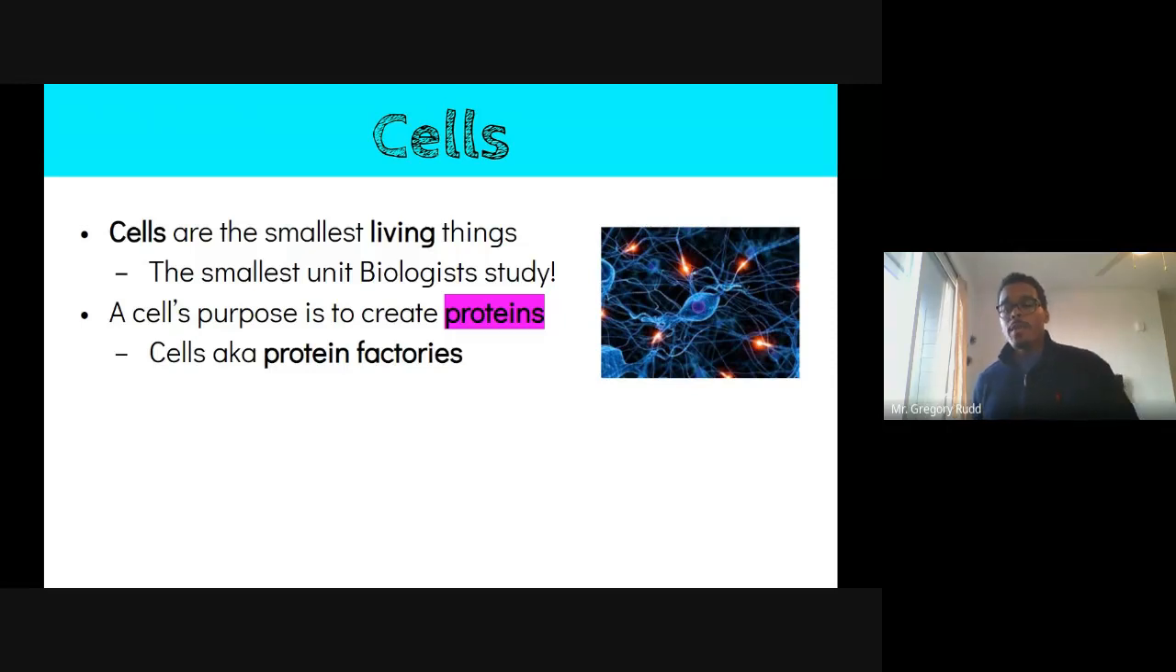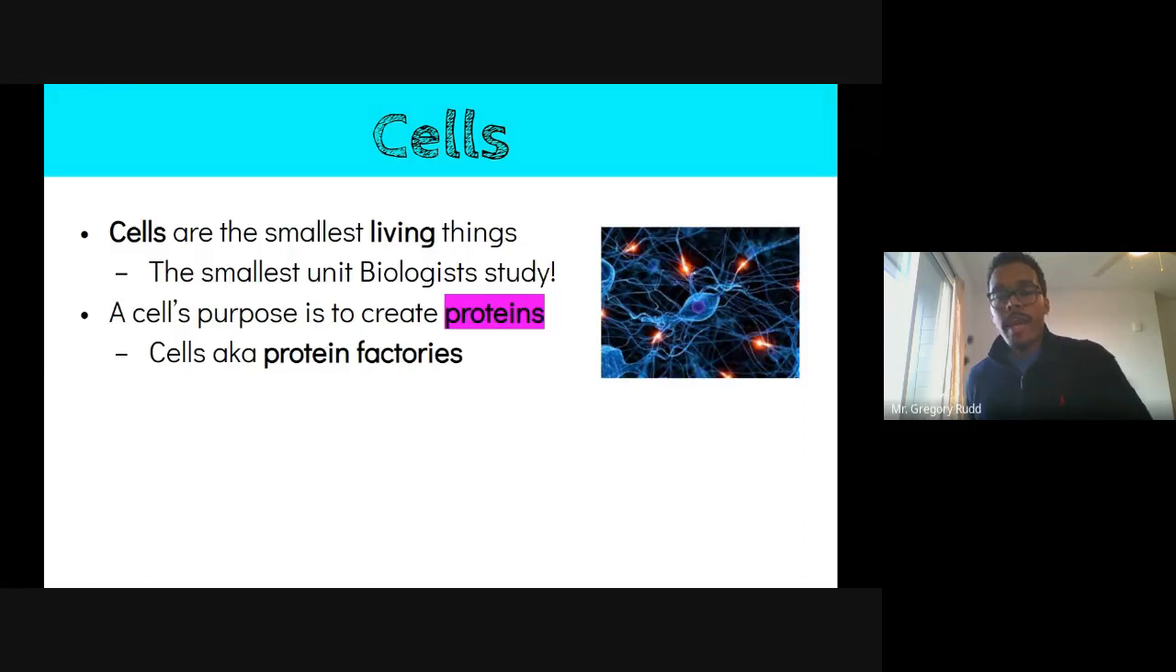The primary purpose of any cell, however, is to create proteins. And so we refer to cells as protein factories sometimes. As I mentioned, there are many thousands of types of proteins, hundreds of thousands of types of proteins. So any given cell is really only going to focus on creating a very small subset of proteins.